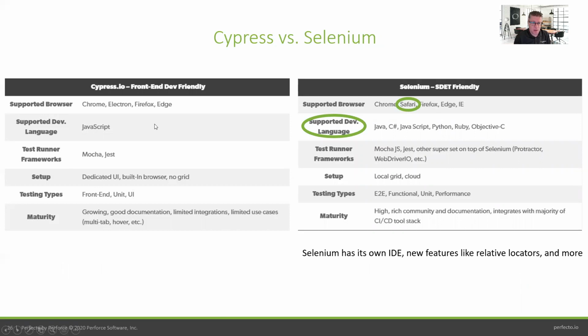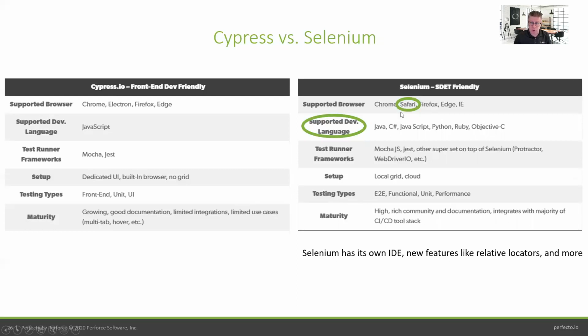approach. And you can see here, Cypress supports Chrome, Electron, Firefox, and Edge. It can, again, be supported with all the different versions that you get within the Perfecto cloud, or if you install locally on your machine, and I will soon show you how it looks like, a browser, whatever is installed locally will be executed, or you can select to execute it within the local Cypress. It's just JavaScript with supporting in the backend with Mocha and Jest. It has a dedicated UI with built-in browsers. There is no real grid. It can support front-end and unit testing as well as UI testing. The maturity of this framework is growing.